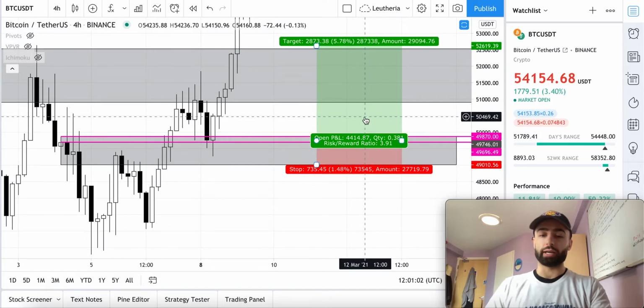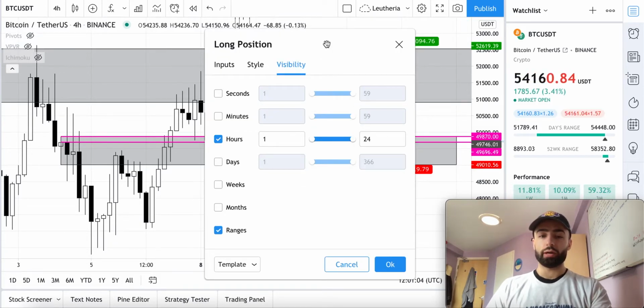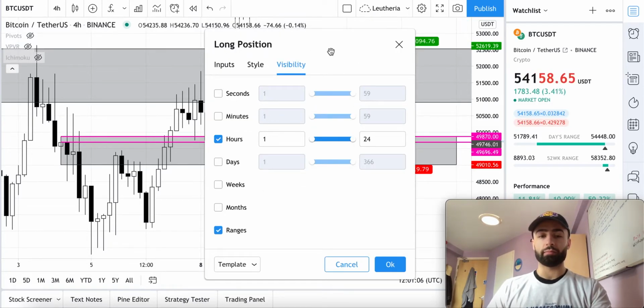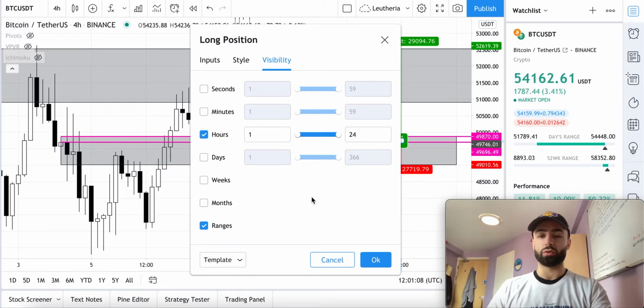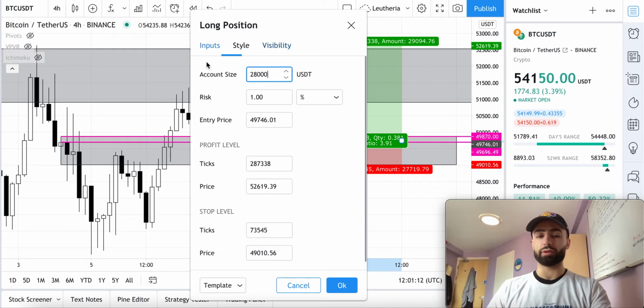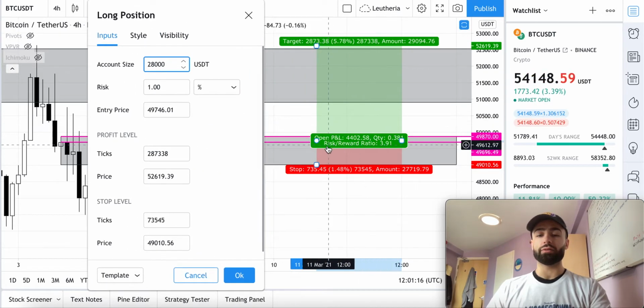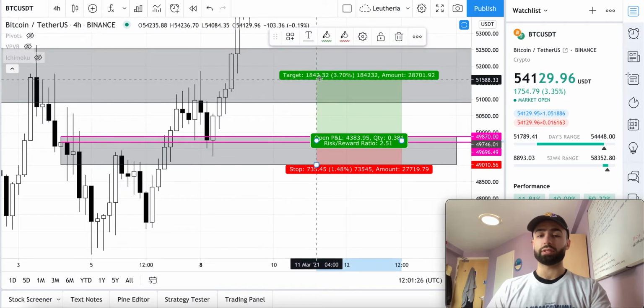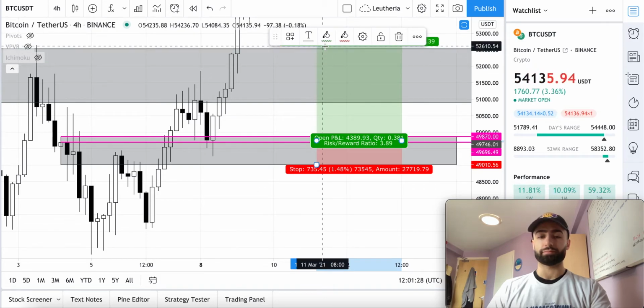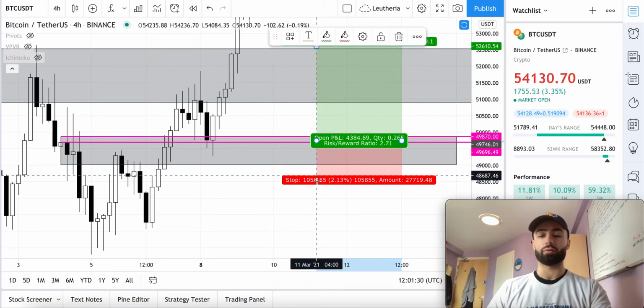And then what I do is I click on this long position tool. It pulls up this little box right here that gives us our inputs, our style, and our visibility. If we go to the inputs, this is telling us the values for our entry price, so where we are entering the trade, our profit level price, which is this top level right here, and if you pull this, it changes that price, and then our stop loss level right down here.